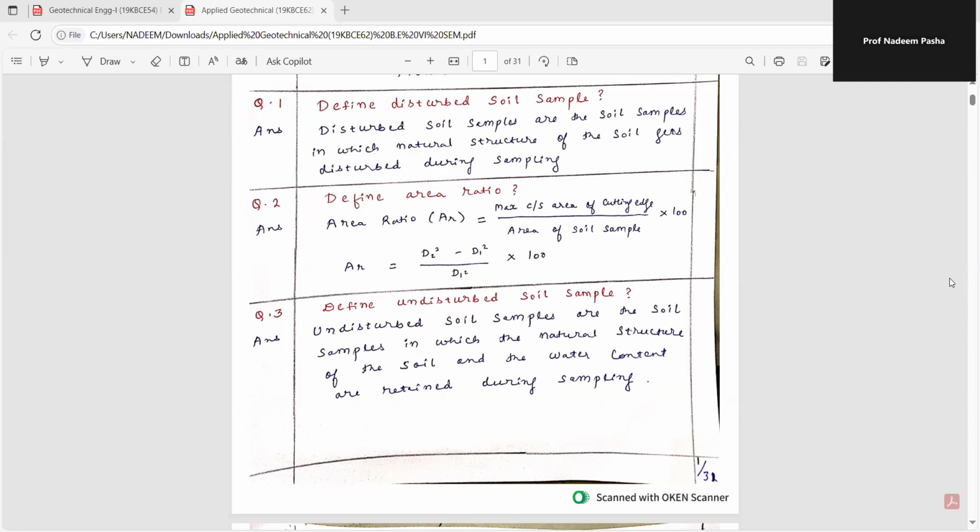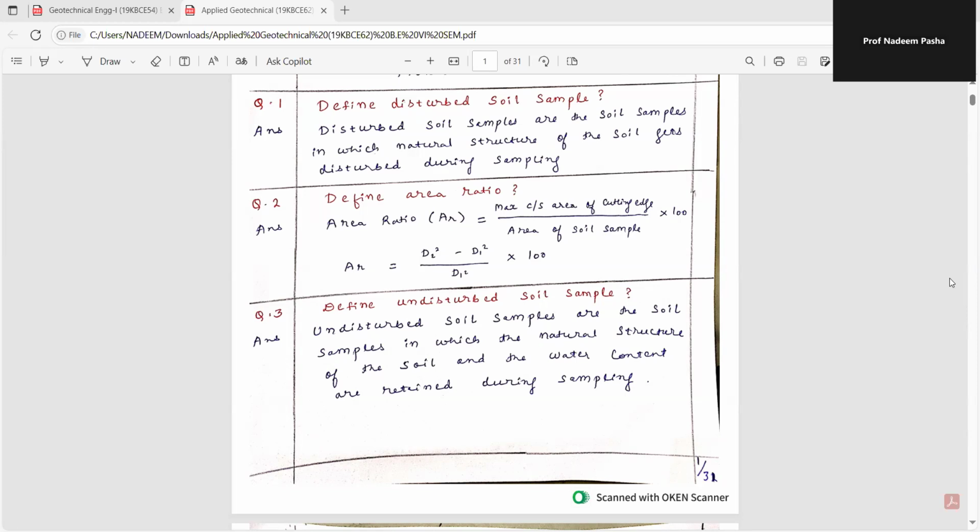So how will you define a disturbed soil sample? Disturbed soil samples are the soil samples in which the natural structure of the soil gets disturbed due to sampling. Sampling की वजह से क्या हो रहा है? Natural जो structure था soil का वो disturb हो रहा है during sampling.